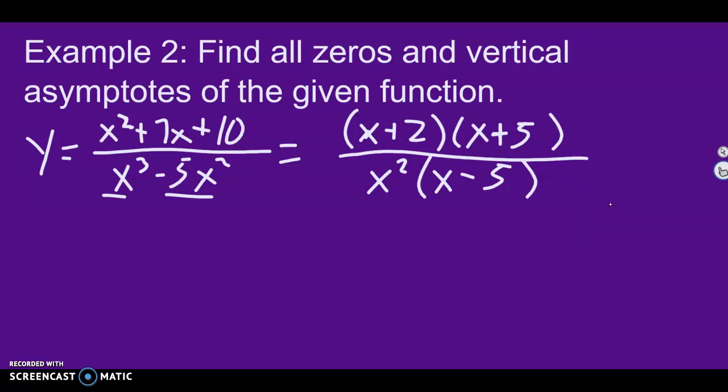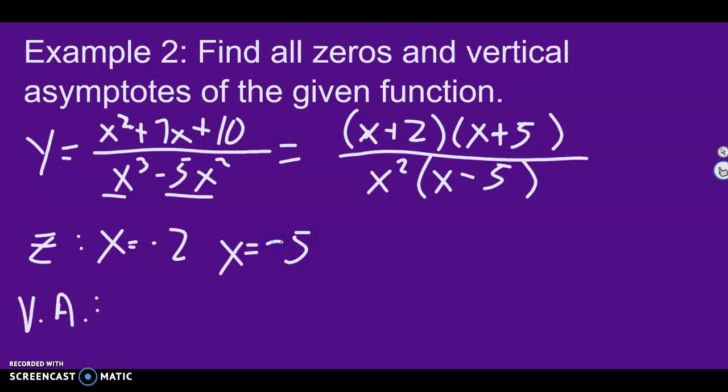Once you factor, we can identify where the zeros of the function are going to be and where the vertical asymptotes are going to be. So the zeros are going to occur whenever the top of the fraction will be 0. So your zeros are going to be at x equals -2 and x equals -5. Those are the two places where this graph will cross the x-axis. They will have x-intercepts or zeros at x equals -2 and x equals -5.